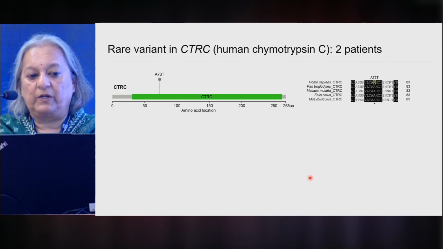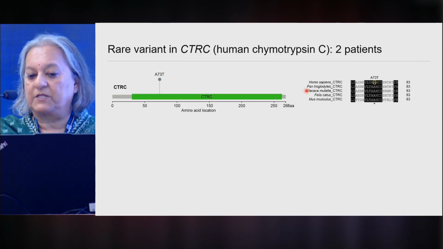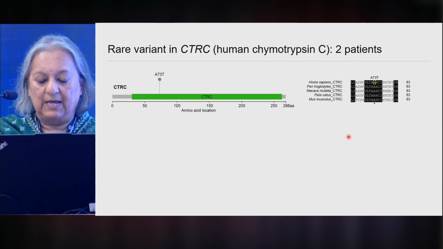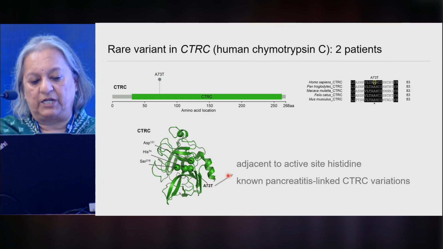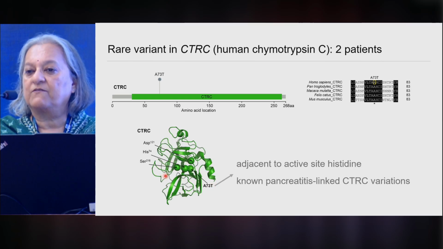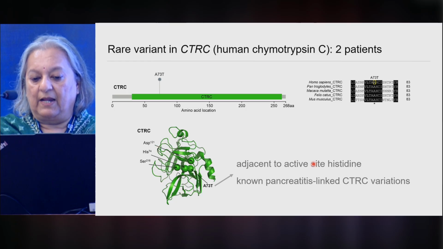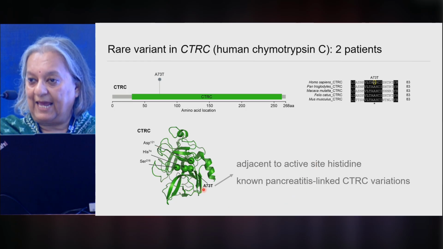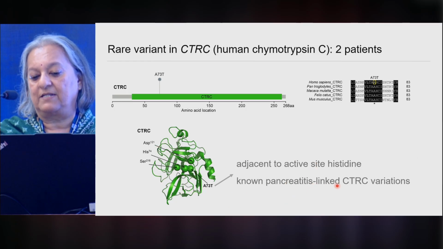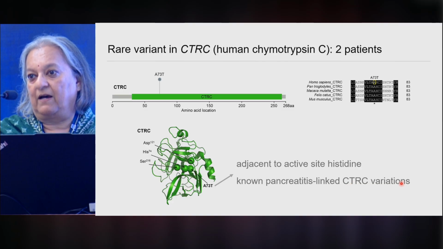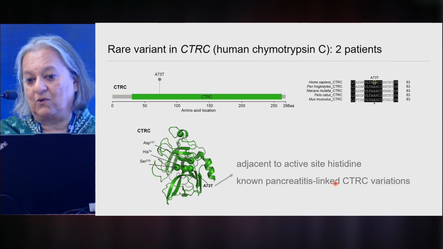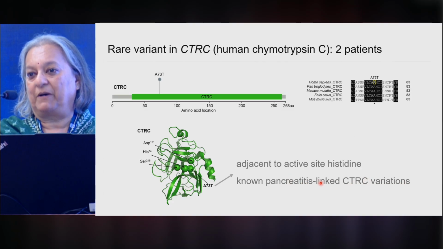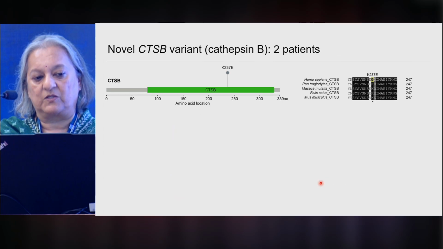Another rare variant we observed was in human chymotrypsin C, again a highly conserved residue across all mammals, and this mutation is adjacent to the active site of CTRC. Now, this variant again is a known pancreatitis-linked variant. Whether it's the cause or the linkage is really perhaps what I'm trying to emphasize here at this point.